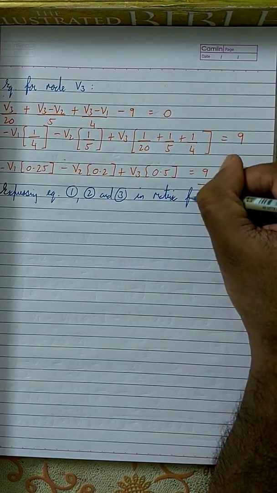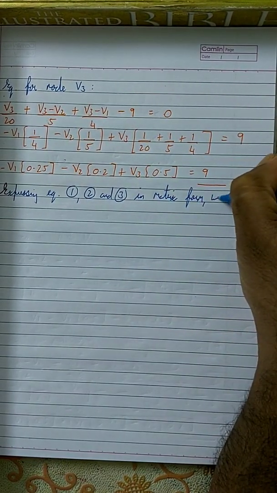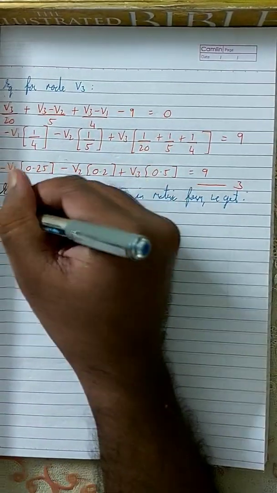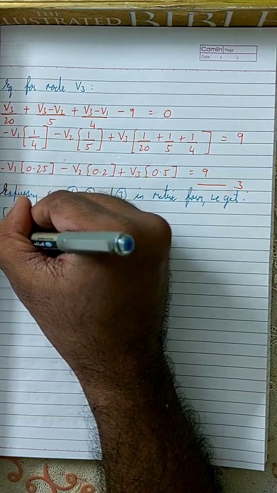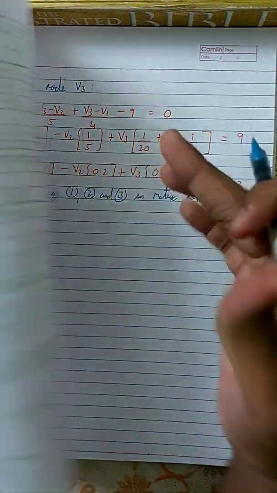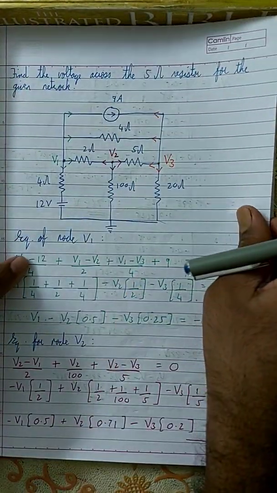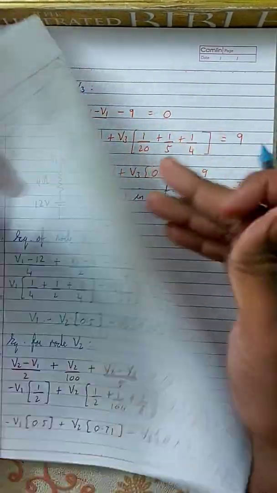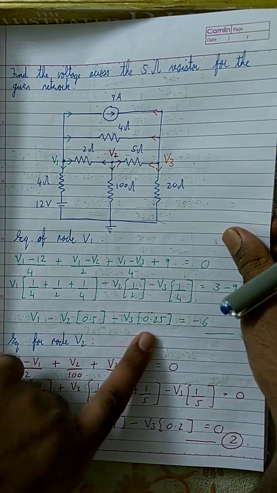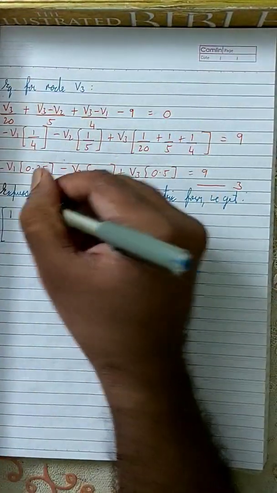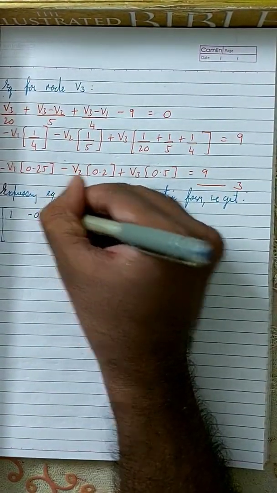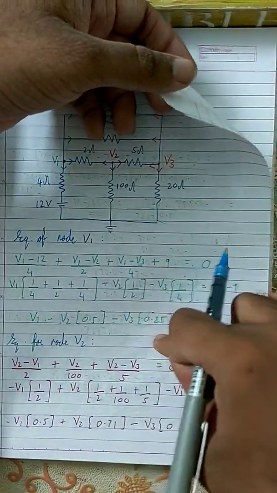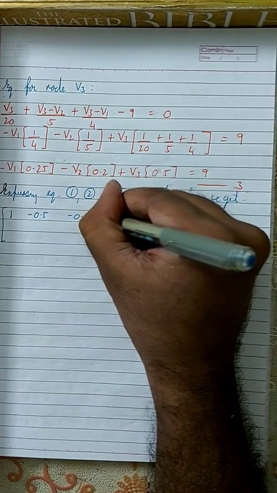In matrix form, we get, so let me see, what do we get? So which means, what are the coefficient matrix? Let's write that carefully. What is the coefficient of V1? The coefficient of V1 is 1. Here it is minus 0.5 and minus 0.25.